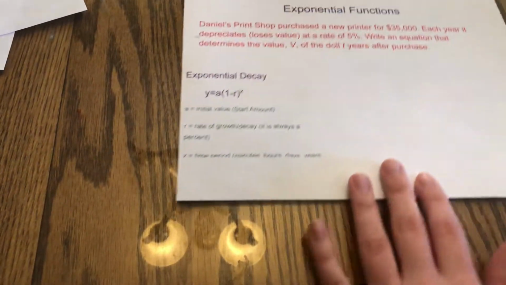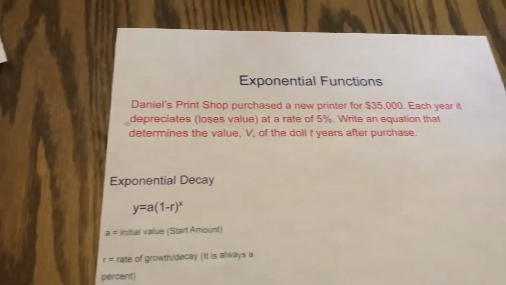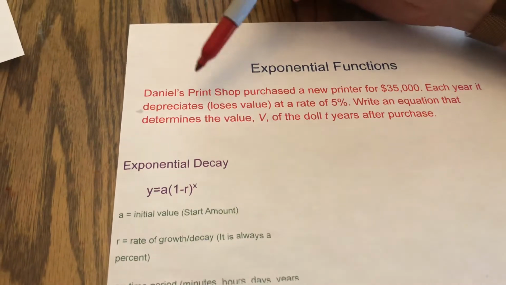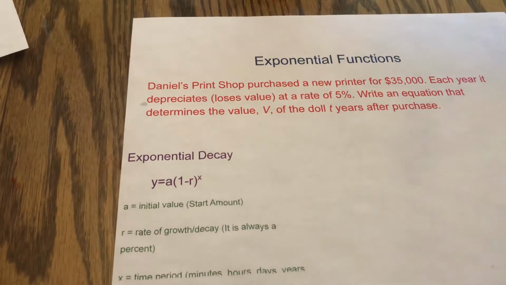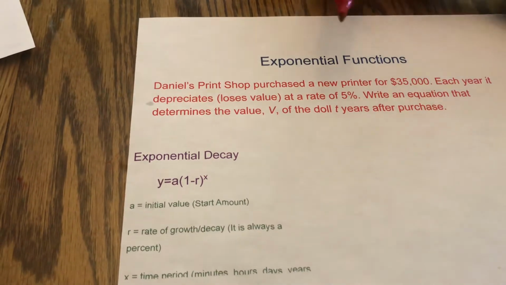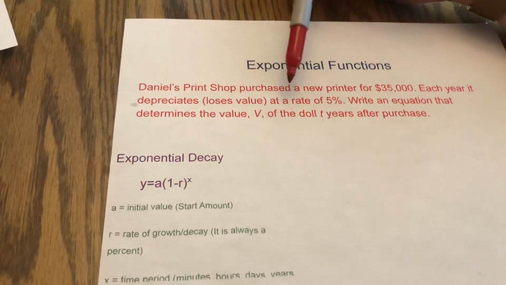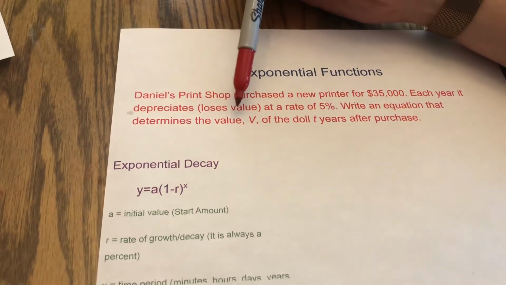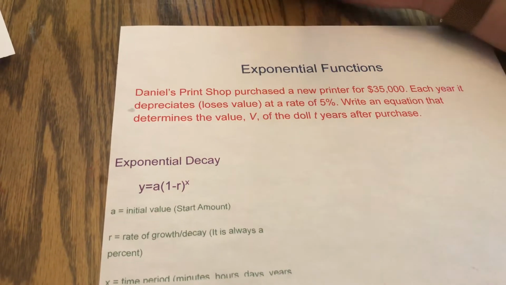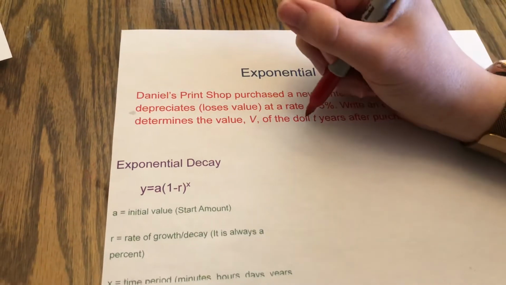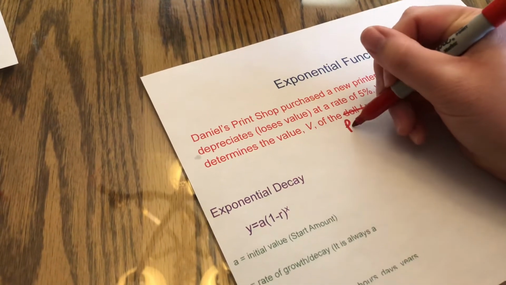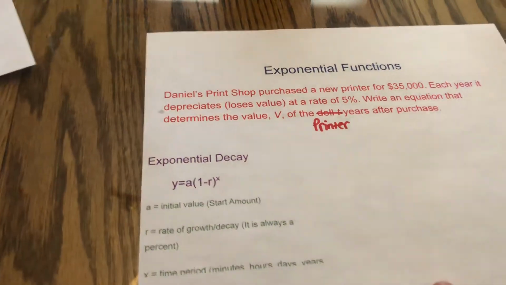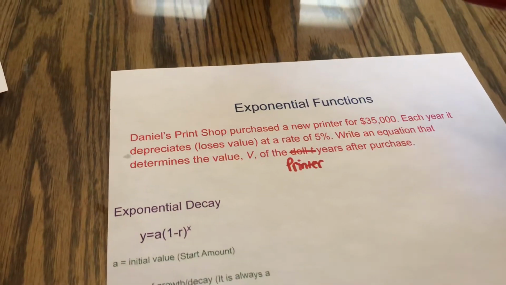This one is a decay. So Daniel's print shop purchased a new printer for $35,000. Each year it depreciates, it loses value. So again, that's how we know it's going to be a decay. So it depreciates at a rate of 5%. Write an equation that determines the value V of the doll, I copied and pasted this, of the printer T years after its purchase. Sorry about that.